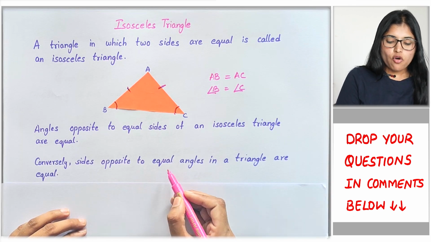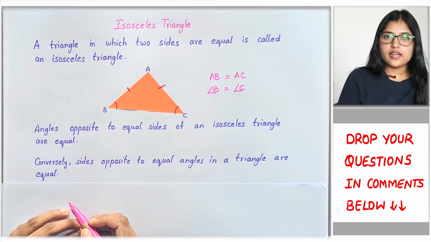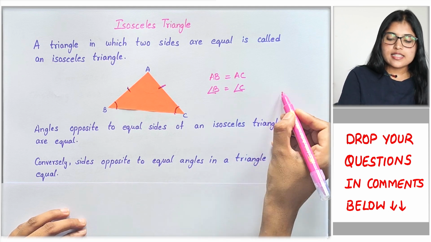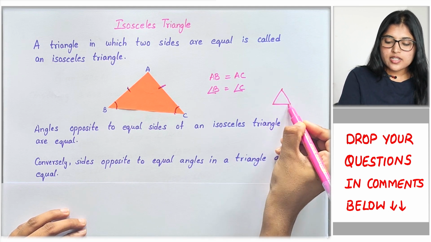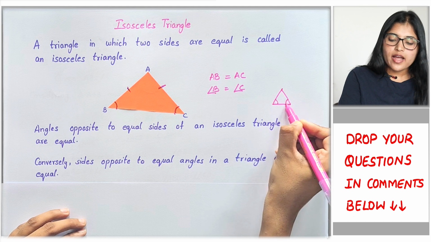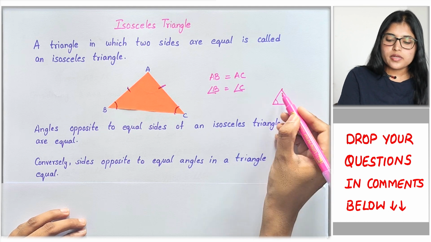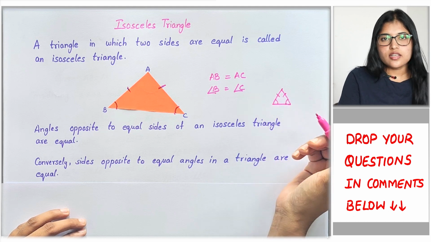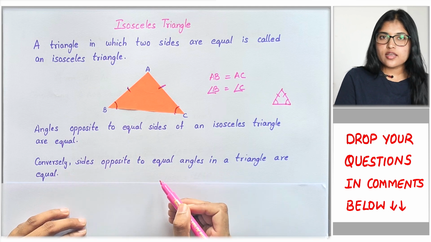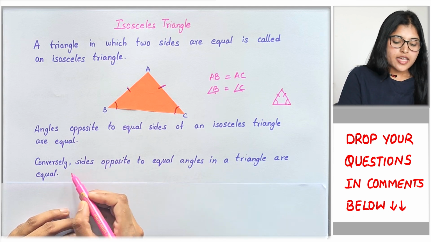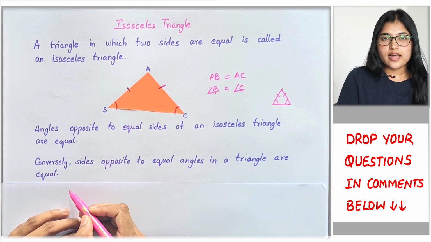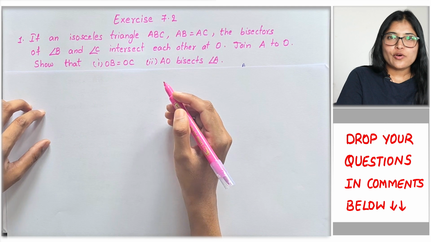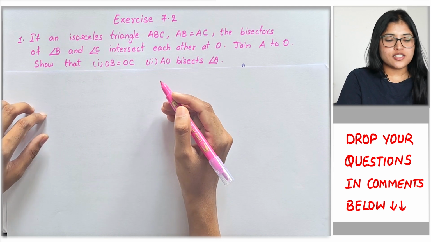Conversely, sides opposite to equal angles in a triangle are also equal. Let's say we are given a triangle that looks like this and we are told these two angles are equal. That also means that these two sides are equal. That's what we are trying to say when we say sides opposite to equal angles in a triangle are also equal. Let us start solving exercise 7.2 questions now.